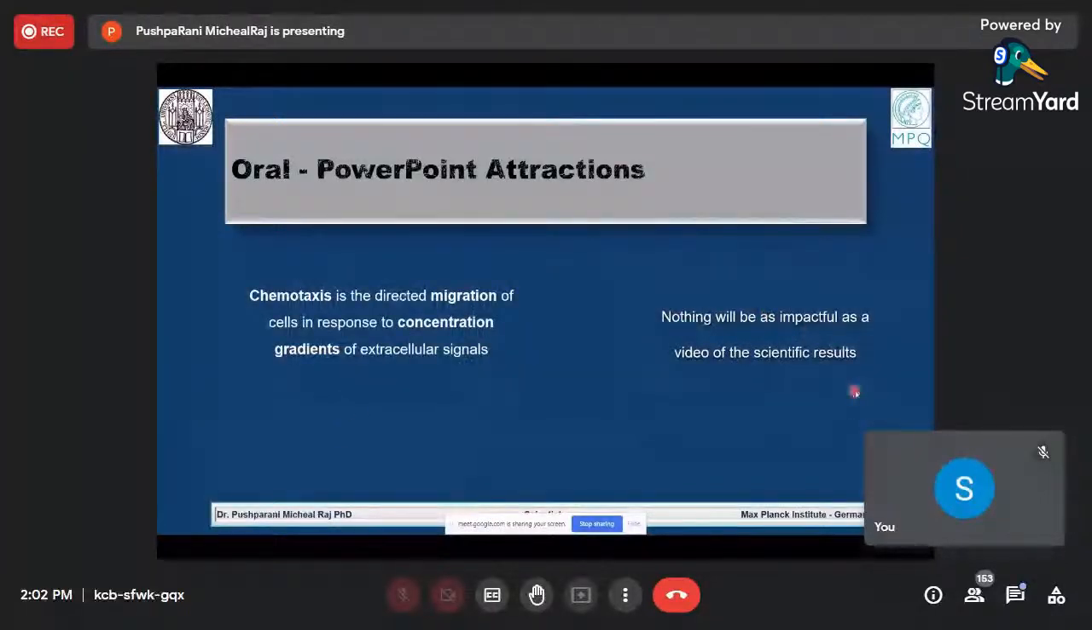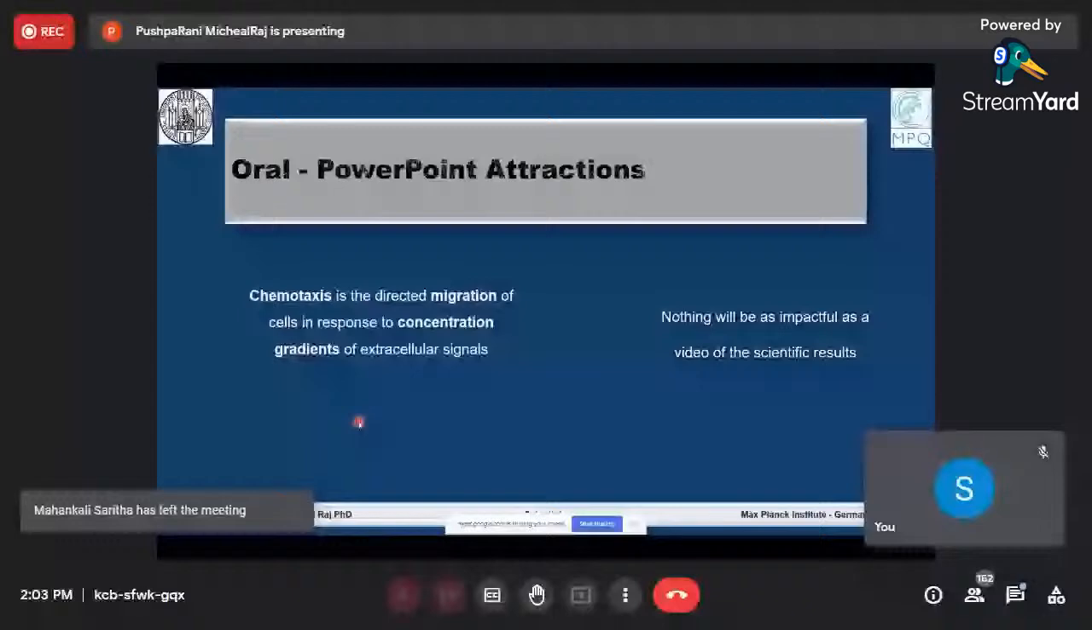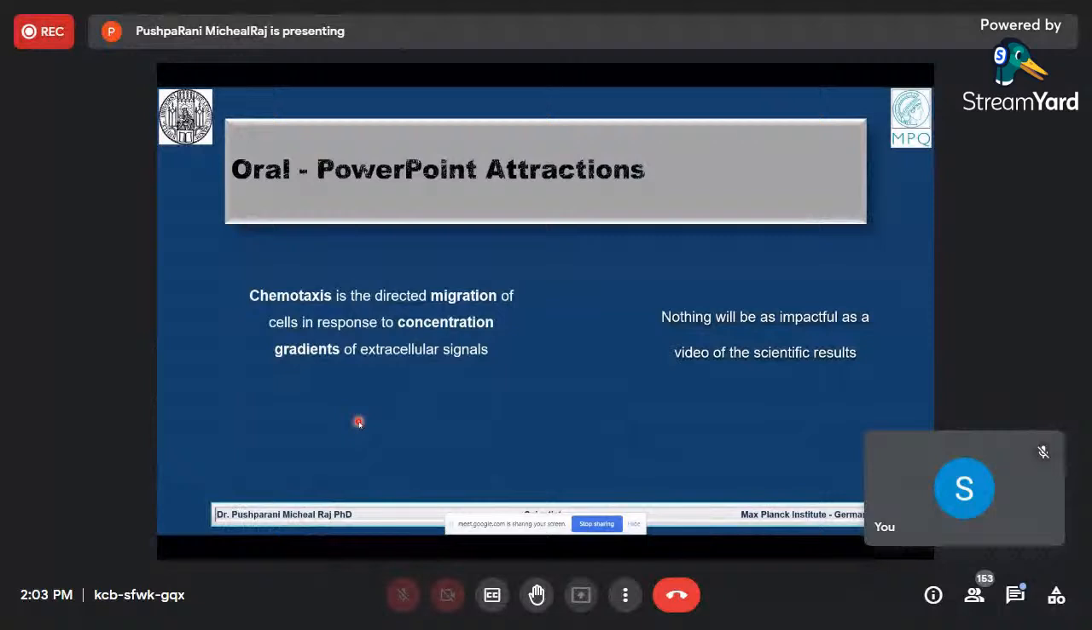One of my presentations had this. I worked with chemotaxis. Chemotaxis is the migration of cells in response to concentration gradients of extracellular signals. This is the definition. Anyone would appreciate me for giving this definition. But is it really up to the mark?